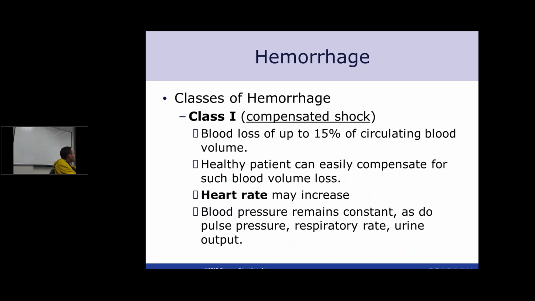So Class 1, you're going to get that compensated shock, right? You've lost about 15%. The rest of the body can kind of make up for it and maintain your blood pressure. Your heart rate increases. You get vasoconstriction. All of the above. You're still getting oxygen to all your tissues, perfusing well because your respiratory rate increases. Still got good urinary output.